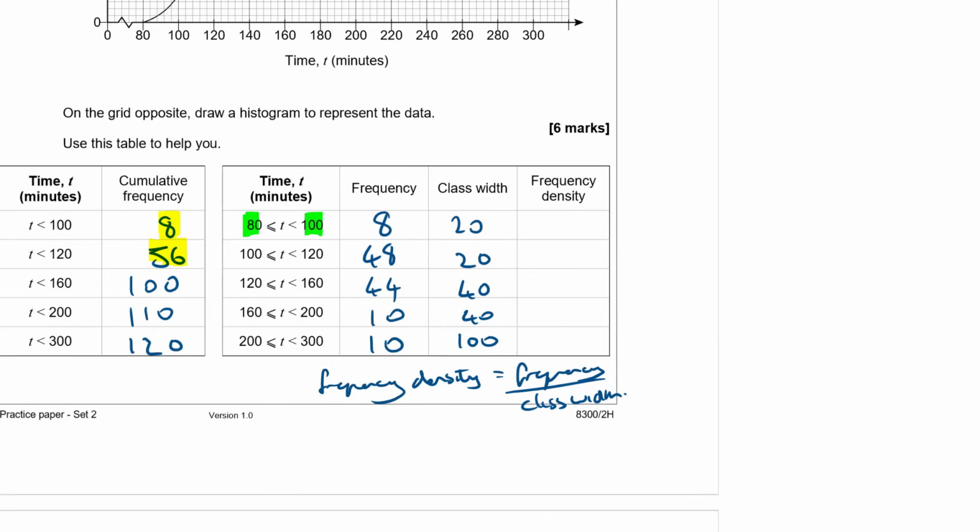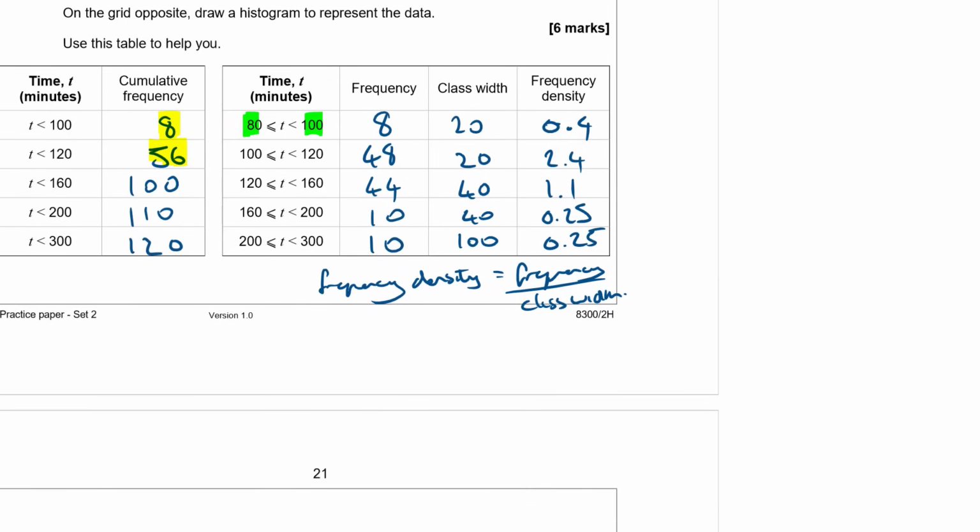So basically I have to divide my first column by my second one, and that would be my frequency density. So 8 divided by 20 is 0.4. 48 divided by 20, 2.4. 44 divided by 40, 1.1. 10 divided by 40 is 0.25 and 0.25.